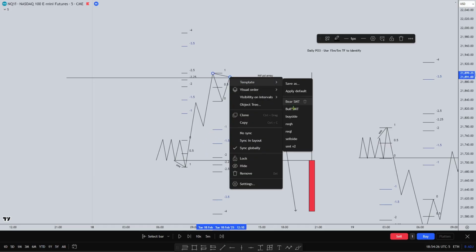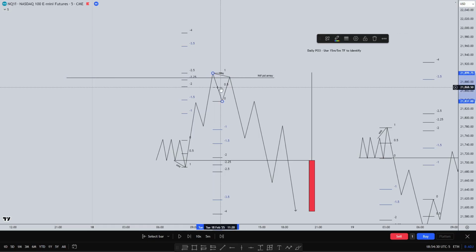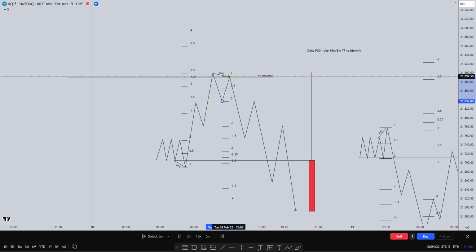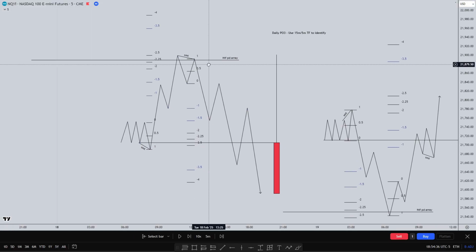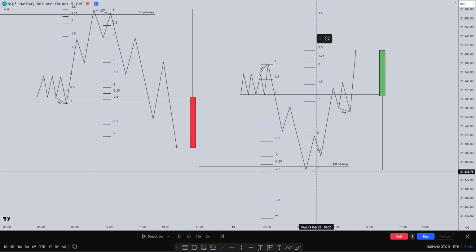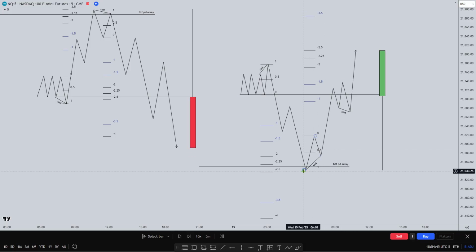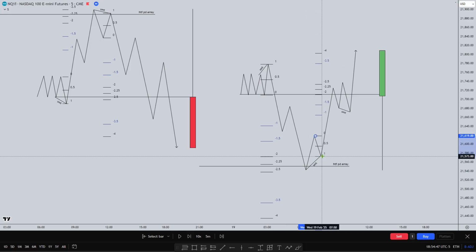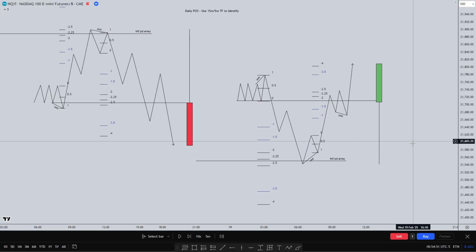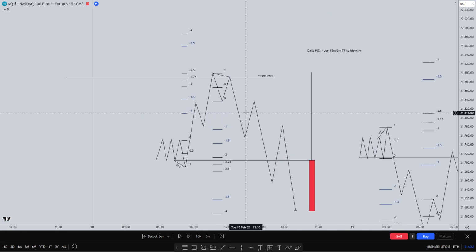And then real quick, if you get SMT up here, I always anchor from that SMT high in this case. So I'd anchor like that. Same for bullish SMT, right? I'd anchor from this low to that break, like that.